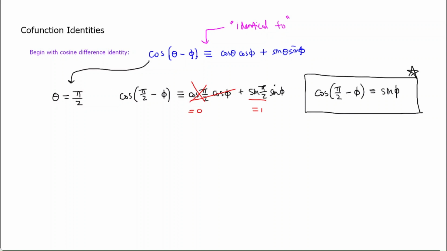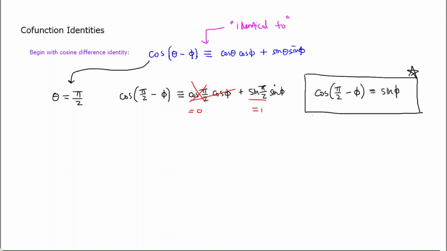This is the first cofunction identity. In general, there are going to be 6 of them, basically one for each of your trigonometric functions. Now I'm not going to derive all 6 of them, but I am going to show you how you can get more if you follow some steps. Next, maybe we would like to get one involving sine of pi over 2 minus some angle.